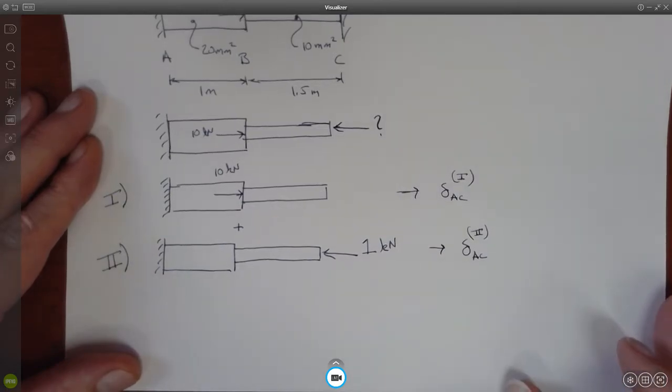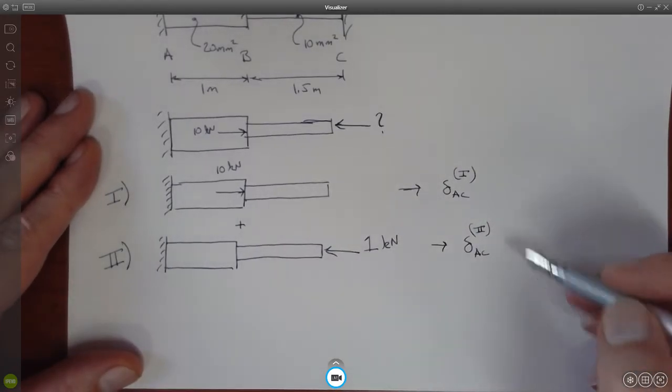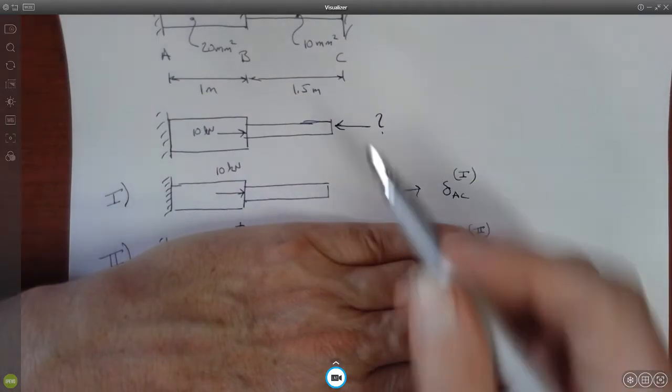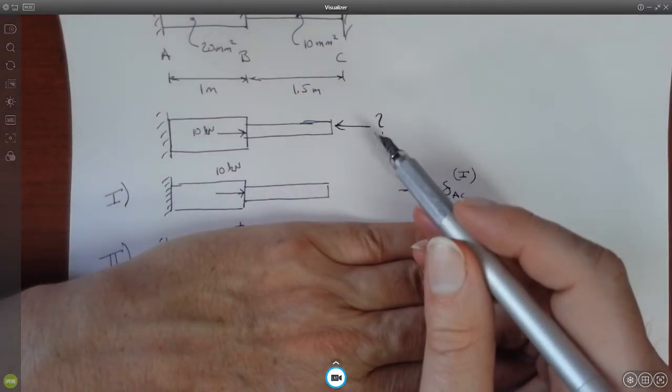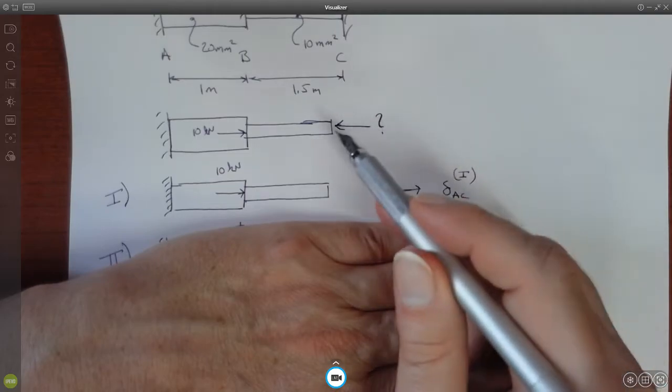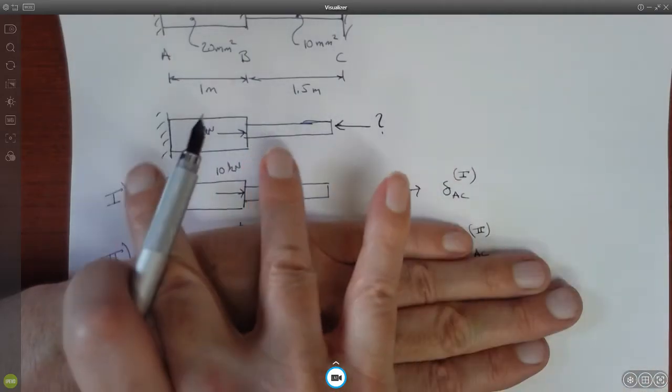All right, so let's do it. So again, that's the concept, okay? We remove one of the constraints, and that introduces an additional force, the one that's going to constrain it and push it back to be no elongation.